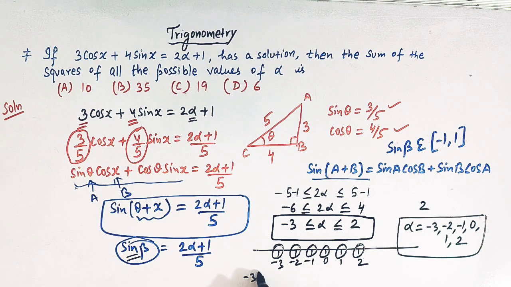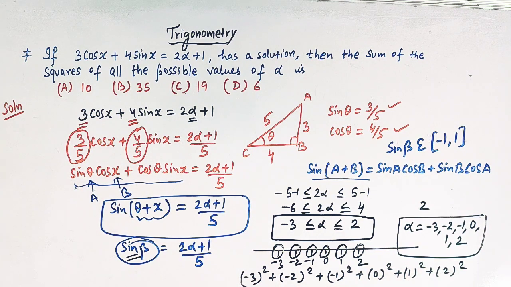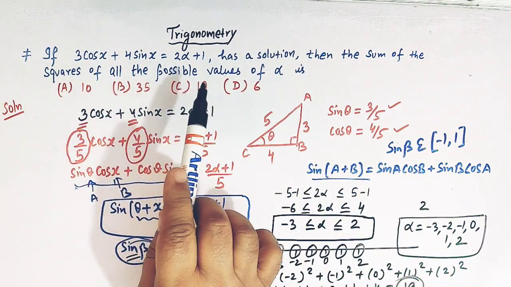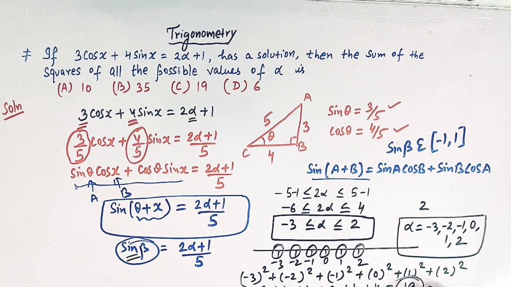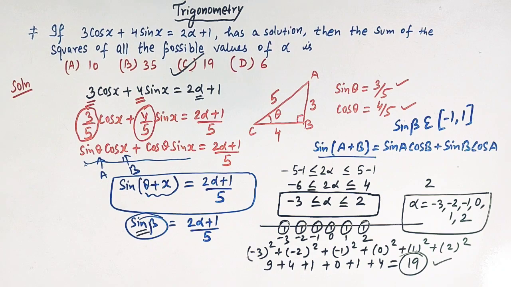So if we take the square of minus 3, then minus 2, then minus 1, then 0, then 1, and then 2, this is 9, this is 4, this is 1, this is 0, then 1, then 4. So this is 13 plus 1 is 14, plus 1 is 15, plus 4 is 19. So the sum of the squares of all the possible values of alpha is 19. So option C is correct. So viewers, this is how we can solve these types of problems.